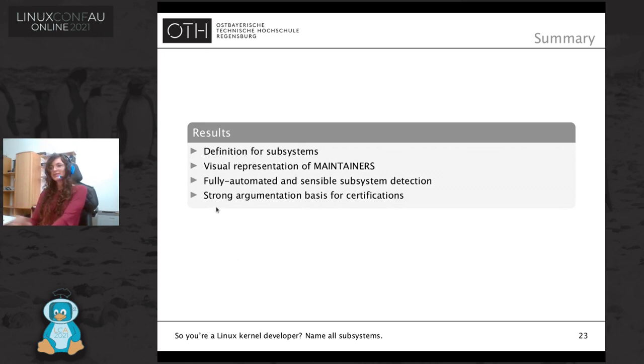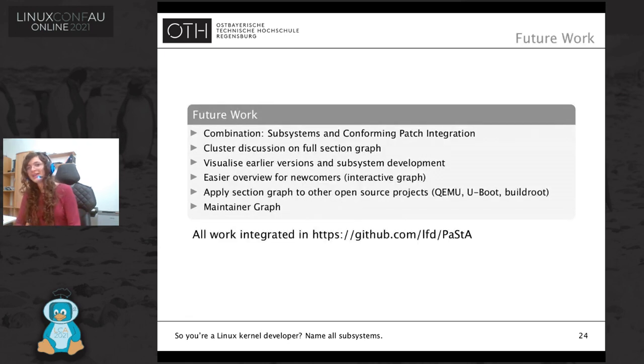We also found a very, very strong argumentation basis for safety critical certifications. So that's really cool. But believe me when I say, we are barely scratching the surface here, because there is so much more cool work to be done with this sort of project. The obvious one that I've just discussed is further combinations of subsystems and conforming patch integration. But also, why cut down the cluster graph, the section graph at all? Why not have cluster discussion on the full section graph?